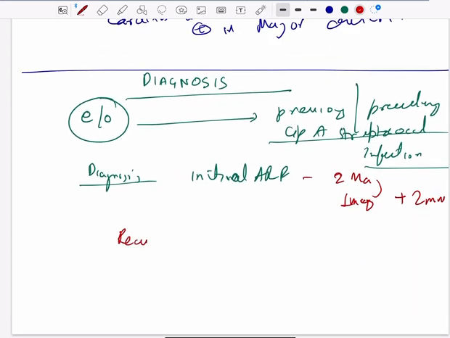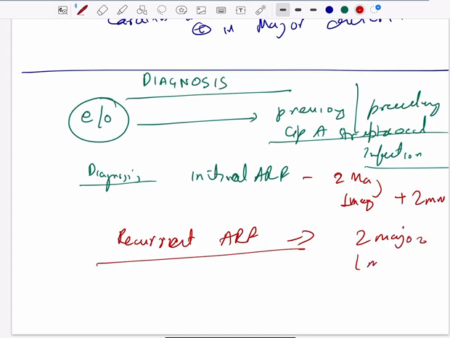If the patient again has ARF like features, so when you consider a recurrent ARF, you have to see two major, or one major plus two minor, or three minor. Even if the patient has no major manifestation, three minor is also to be considered in recurrent ARF. So we now know the diagnosis, but the important thing is that you have to check in the population whether the evidence of preceding group A streptococcal infection is there or not. Thank you so much.